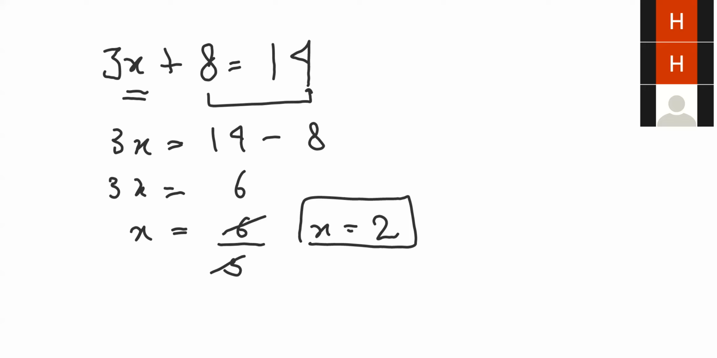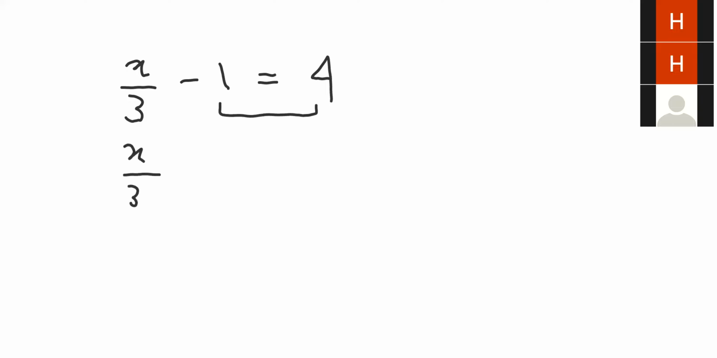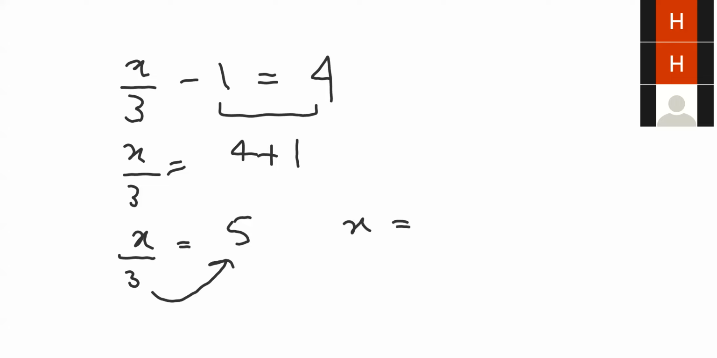Now, let's move to another linear equation that is in the form of fractions. For example, let's say x over 3 minus 1 is equal to 4. In this case, we'll be taking our whole numbers on one side and our fraction on the other side. So we have x over 3 is equal to 4 plus 1. Then x over 3 is equal to 5. Then this 3 will be multiplied by 5, which gives us x is equal to 15. This was another type of linear equation that comes under this topic.